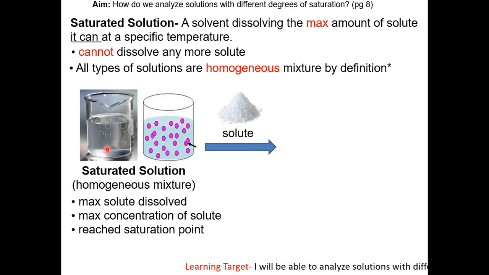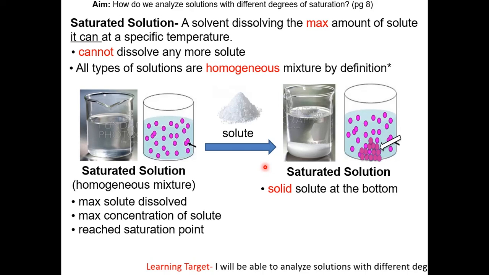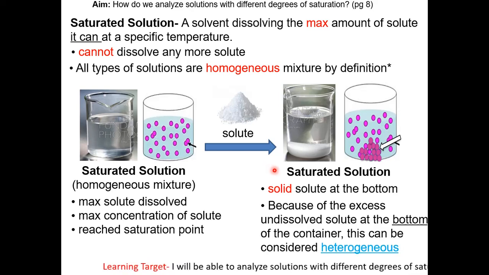Let's say we add more solute to this saturated solution. This is still considered a saturated solution. The solute that was just added remains undissolved. Therefore, we can see the solid solute at the bottom of the container. And because of the excess undissolved solute at the bottom of the container, this can be considered heterogeneous.